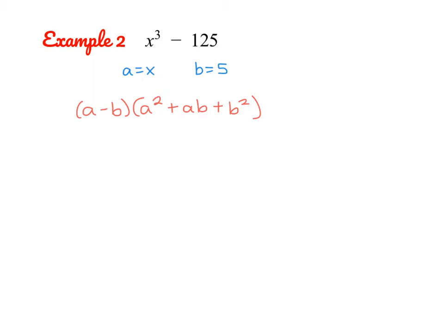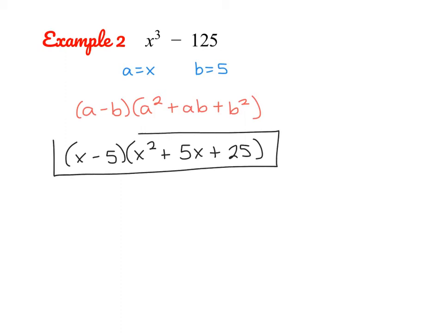So now all we need to do is substitute our values. So we have x minus 5 times x squared plus a times b gives you 5x plus, well, your b value squared gives you 25. And this is fully factored.